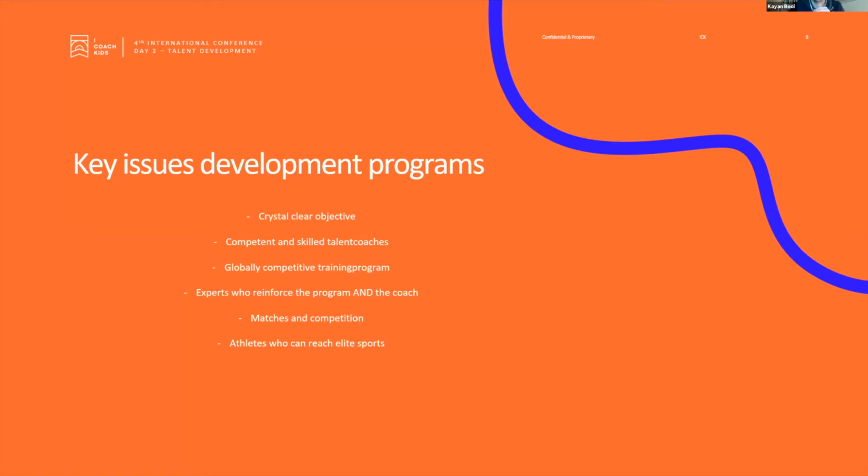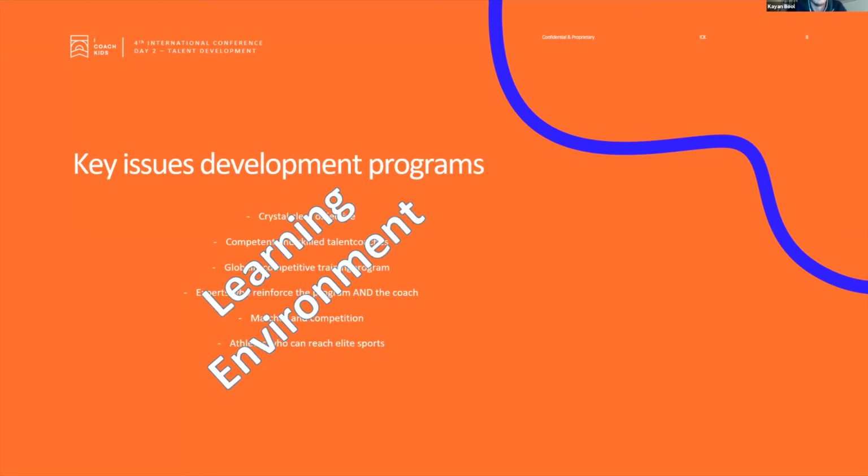We need to create an environment in which people can develop in an optimal way. And we call this environment a learning environment, not just for athletes, but for everyone involved in and around the program.